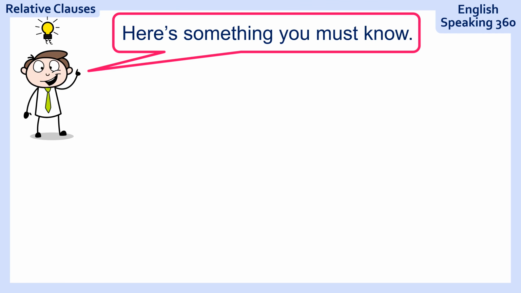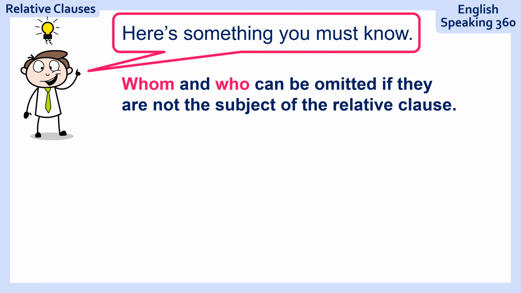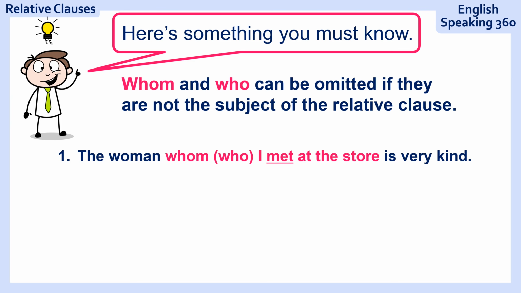Here's something you must know. Whom and who can be omitted if they are not the subject of the relative clause. Whom is never the subject, so it can always be omitted. Who is a little bit trickier though. Let's check out one of the examples that we have seen before. The woman whom I met at the store is very kind.